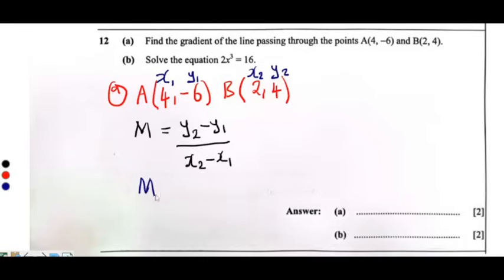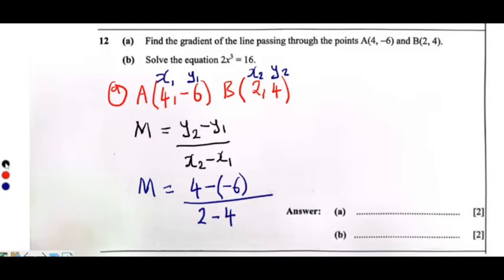We say m is equal to, where there is y2, we put a 4 minus, where there is y1, we put a negative 6. Because it's carrying a negative, I'll put it in brackets, so that the negative will be affected by the negative outside. For x2, it's a 2 right there, minus x1, it's a 4.